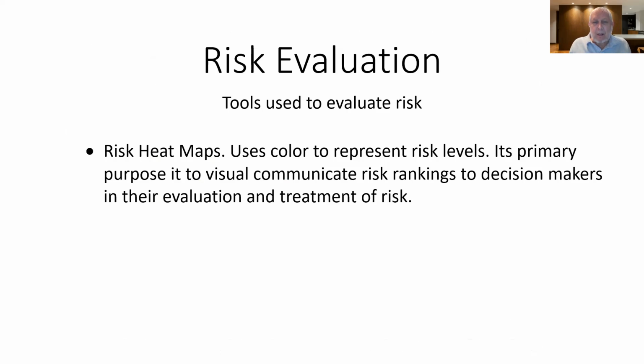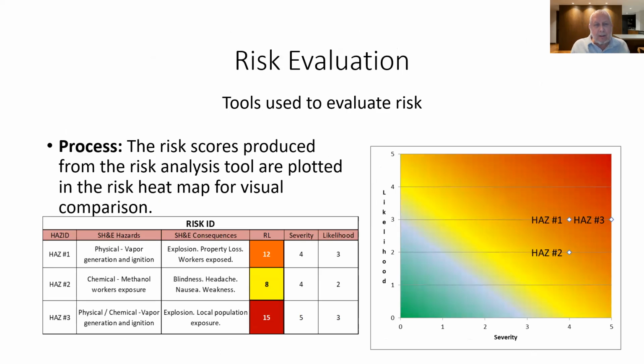Risk heat maps use color to represent risk levels. The primary purpose is to visually communicate risk rankings to decision makers in their evaluation of risk treatment. So the risk scores from prediction and risk analysis tools are plotted in the risk heat map for visual comparison. Now here they're showing us three things that I'm going to look at.